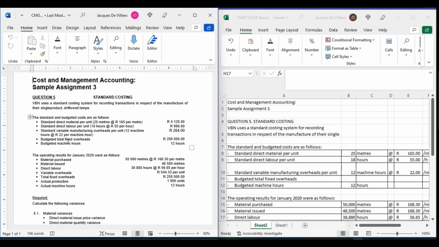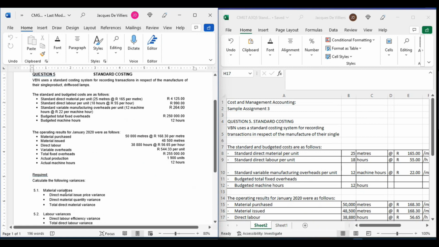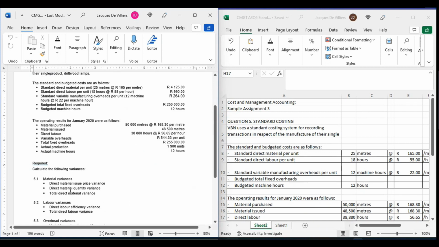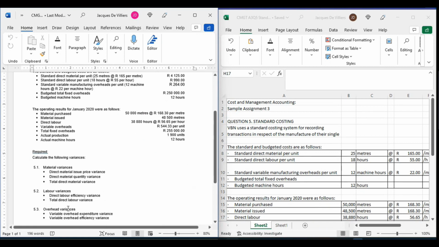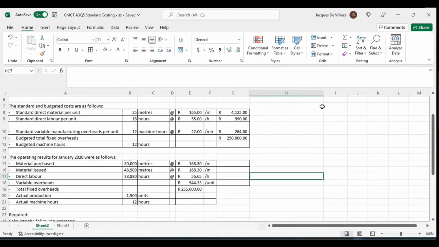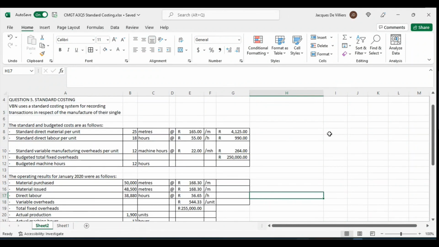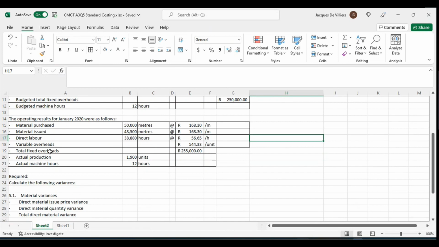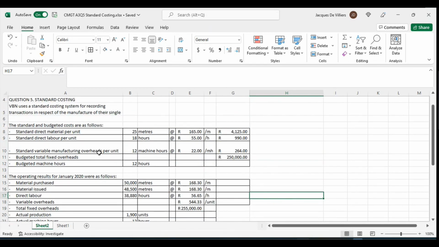Okay. Now they say to us, calculate the following variances. Firstly, the material variances, the labor variances, and the overhead variances. Now, the first thing that I did here, just keep it in mind, I'm going to maximize this. It's really the same thing. So what I'm doing is I am taking all the information that was given, but I'm just breaking it down and putting it in separate cells in order for me to do the calculation.